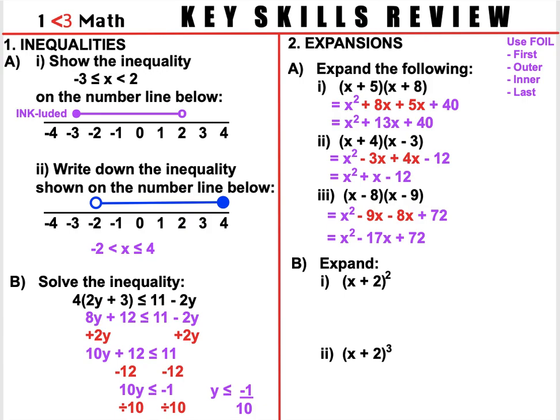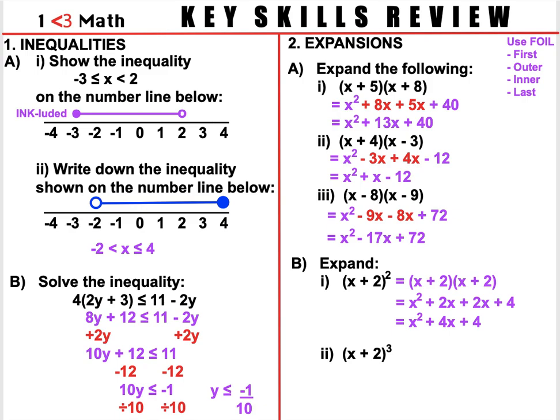For part B, we're going to expand the bracket x plus 2, which is squared. Now, when you've got a bracket squared, it's the bracket times the bracket. So this looks quite similar to the first one we've done on part 2. So we're going to do x multiplied by x, which is x squared, x multiplied by 2, which is plus 2x, 2 multiplied by x, which is plus 2x again, and 2 multiplied by 2 is plus 4. Again, we simplify, and that's going to give us x squared plus 4x plus 4. So that would be the solution for that expansion.